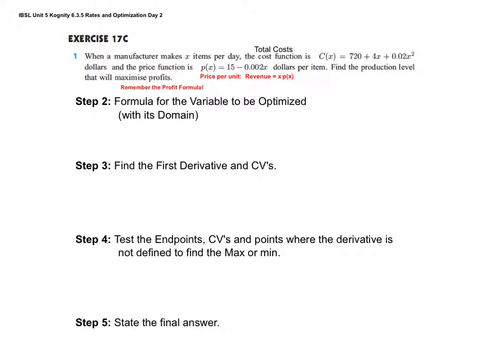Now it says find the production level that will maximize profits. Well, this is one where you're not really going to draw a picture for it, so we can skip that part. But let's think through how we find profits. We want to maximize profits. How do we calculate profit? Okay, sales minus costs, or revenue minus costs. So your profit is total sales minus total costs. Now, what are our total sales going to be?